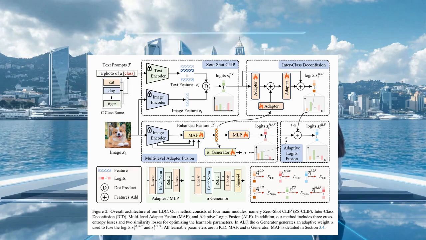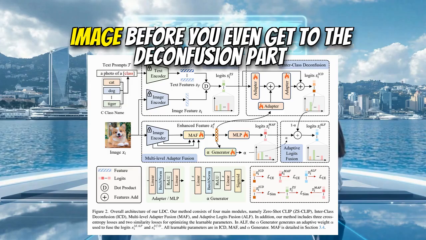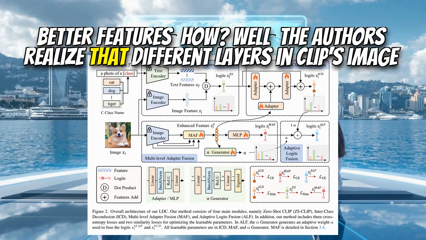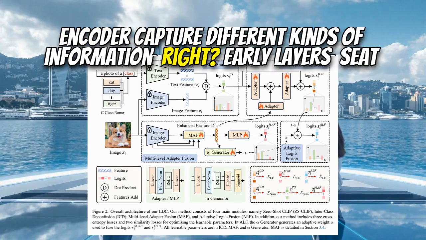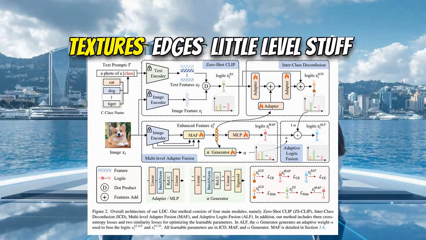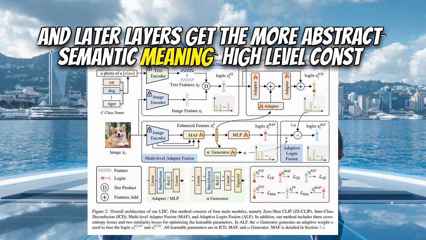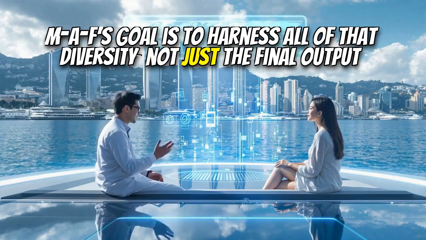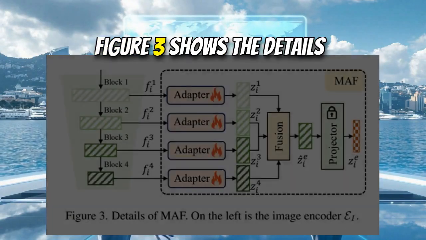Okay, MAF. This module is all about getting a better, richer feature representation from the image before you even get to the deconfusion part. Better features how? Well, the authors realized that different layers in CLIP's image encoder capture different kinds of information. Early layers see textures, edges, low-level stuff. Yeah, and later layers get the more abstract semantic meaning, high-level concepts. MAF's goal is to harness all of that diversity, not just the final output. They think this helps make the model more adaptable for few-shot learning. Figure 3 shows the details.